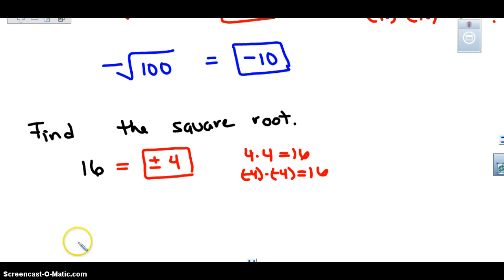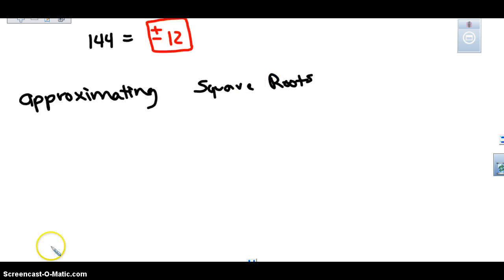If you need to find the square root of 144, what would that equal? Plus or minus 12. 12 times 12 equals 144, and negative 12 times negative 12 equals 144. If we need to approximate square roots, first let's go over perfect square numbers. For example, the perfect squares would be 4, 9, 16, 25, 36, 49, and so forth.